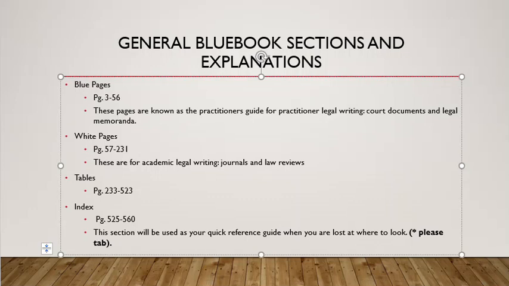Next are the white pages. These are pages 57 through 231 of the Bluebook. These pages are for academic legal writing, journals, law reviews, etc. Next we have tables. These are pages 233 to 523 of the Bluebook. The index, which is pages 525 through 560 of your Bluebook.